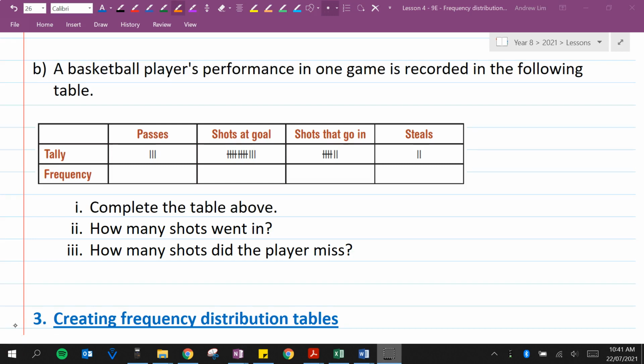Okay, so we can see that's 3, 5, 10, 13, 5, 7, and 2. So how many shots went in? 7 shots went in. How many shots did the player miss? Well, they took 13 shots at goal and 7 of them went in, so they must have missed 6. Okay, 13 minus 7 is 6.